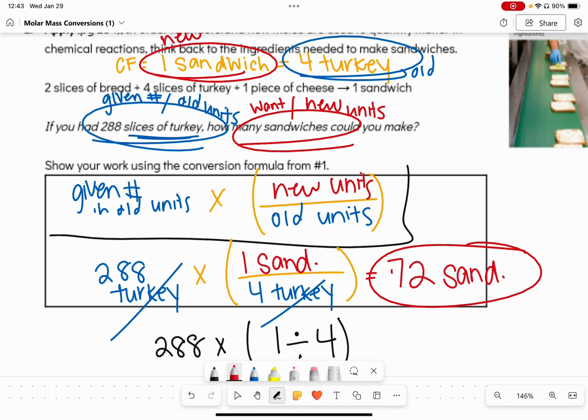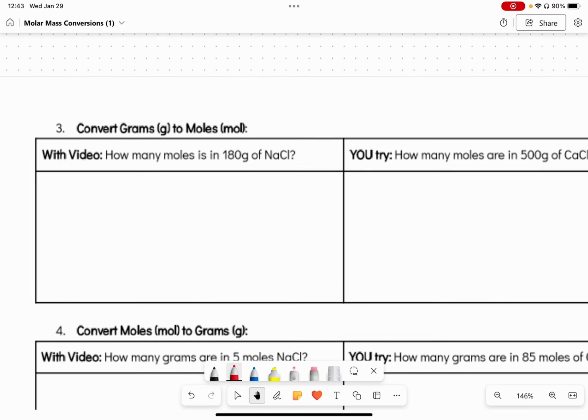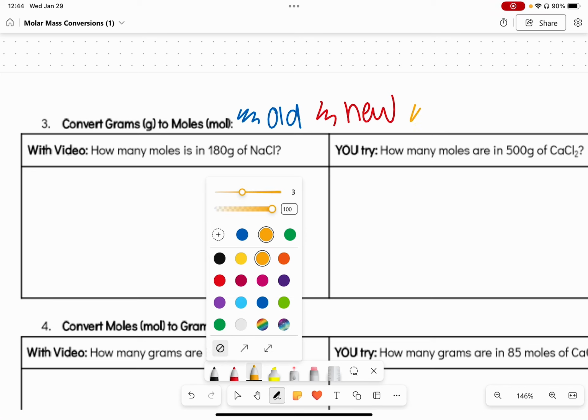We're going to look at how to use this equation in questions where we need to change between grams and moles. So I'm going to do the same thing. All of your old units are going to be labeled in blue. All your new units are going to be in red. And your conversion factors are going to be in this orange color.